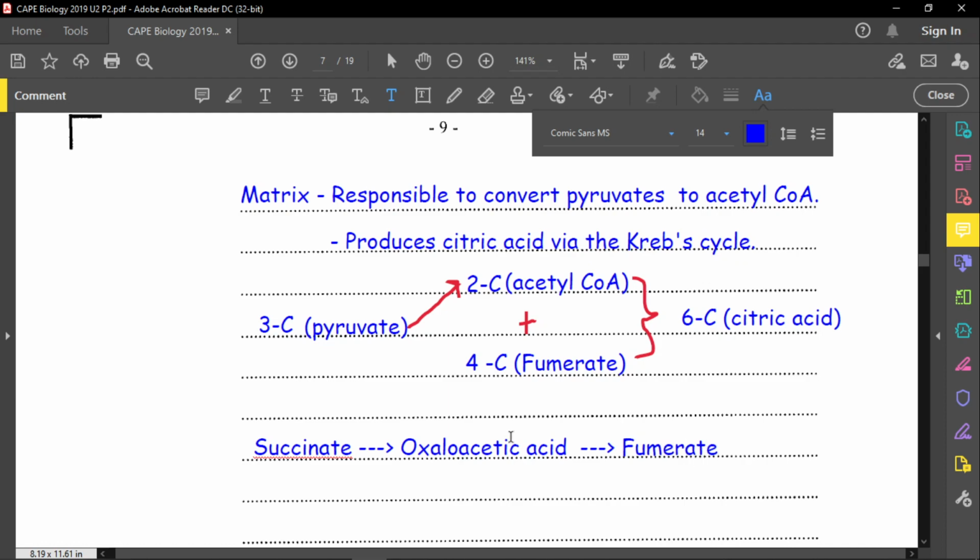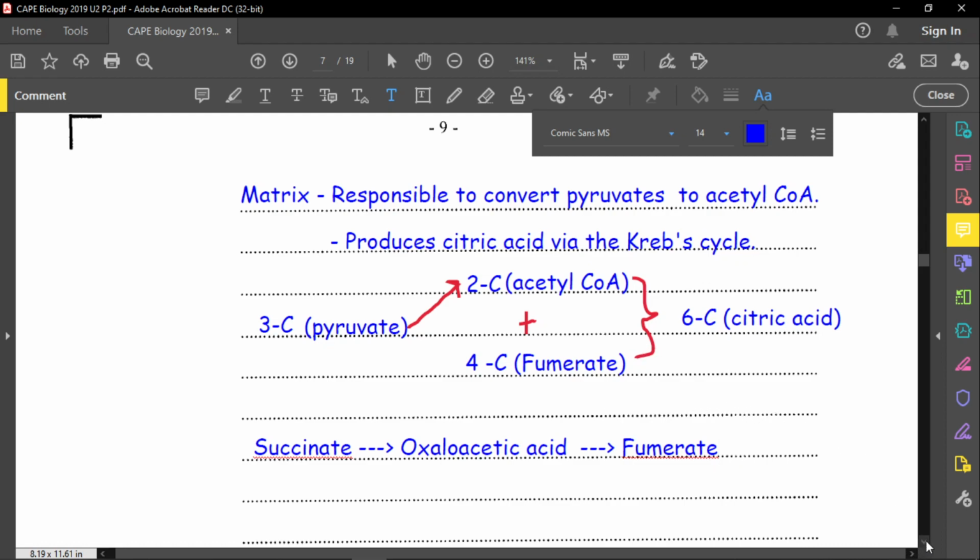So you move from a citric acid form, then you have a succinate form, and then you have the oxaloacetic acid, then you have the fumarate forming, which is a 4-carbon. So remember, move from 6 into 5 and then into 4. And so this is the summary of the whole process.